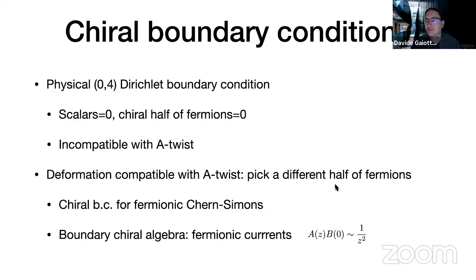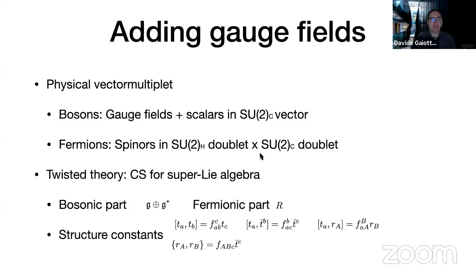I should stress that this is not a mysterious result. You can just literally write down the boundary conditions in the physical theory, look at the OPE, and find something like that. You can think about this just as a boundary propagator between two boundary local operators. Adding gauge fields is doable. It's a bit of a more complicated calculation, but it's doable.